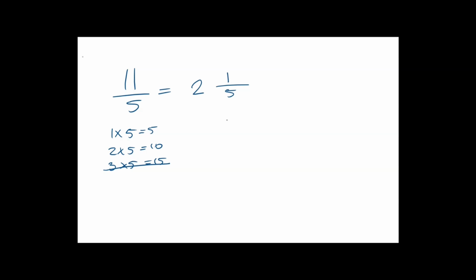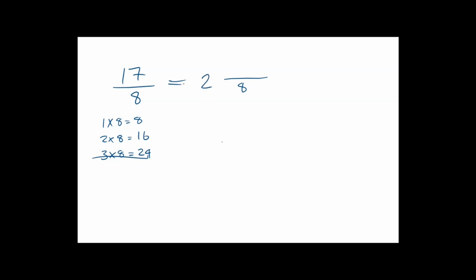2 and 1/5. It's getting a little bit tougher now. 17 over 8. It's going to equal something over 8. Now we need our 8 times table. 1 times 8 is, of course, 8. 2 times 8 is 16, so that might be our winner. 3 times 8 is 24, so that's not our winner. Our winner is 2 times 8 is 16. So 2 times 8 is 16. 17 minus 16 is 1. And that's our answer for that one.